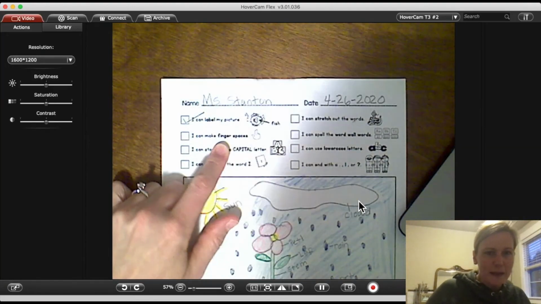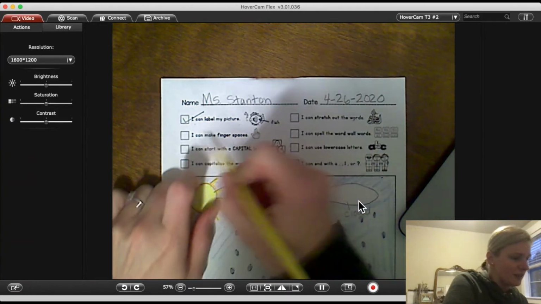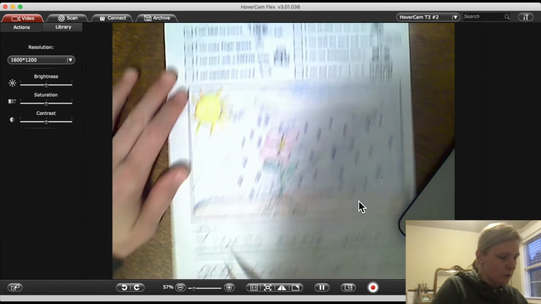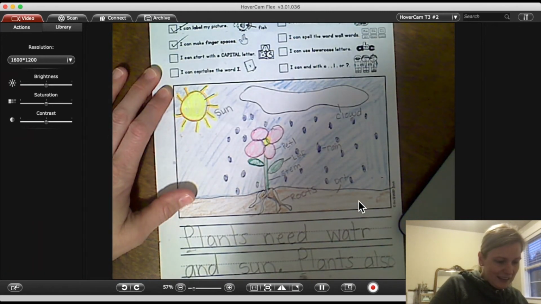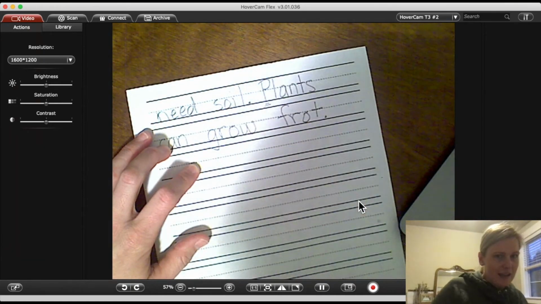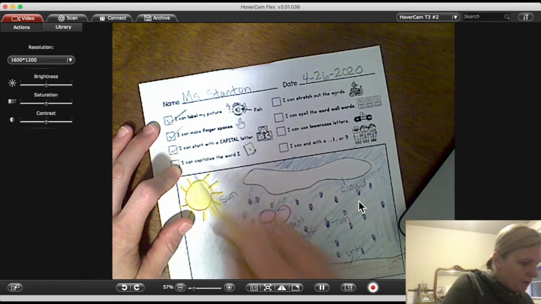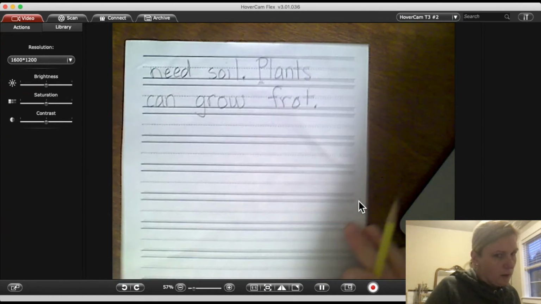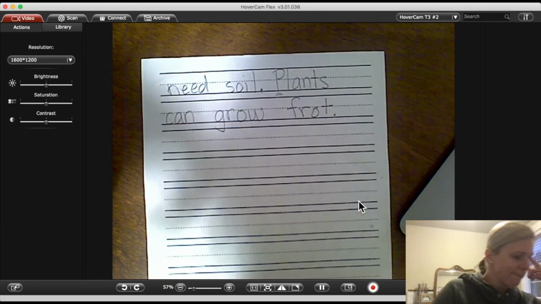Did I use finger spaces? Let's think back. Did I use my finger to separate my words? I sure did. Check. Did I start my writing with capital letters? So the first word in my sentence, I use a capital letter right here. And I did it again here. Let's see in the back. I sure did. All right, I'm going to check that off also. Check, check. All right, I capitalized the word I. Well, I didn't use the word I in there, did I? So can I really check that one off today? I'm just going to skip it.